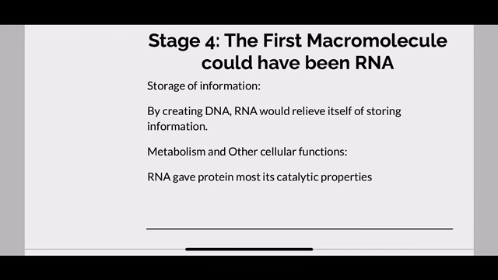By creating DNA, RNA would relieve itself of storing information. Then DNA only focused on that information and strengthened its strands by making them harder to break. RNA strands used to be weaker. And then RNA gave proteins its catalytic properties. And protein, as we know, has 20 amino acids, which gives them the better catalytic ability, even though RNA still performs some cells' catalytic functions.